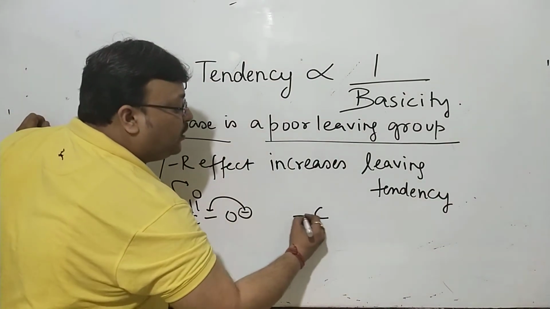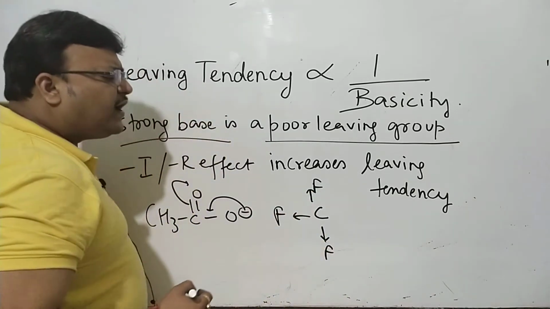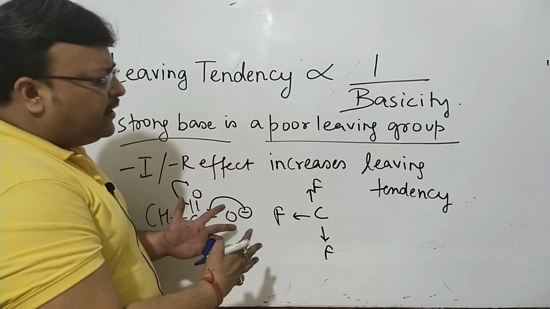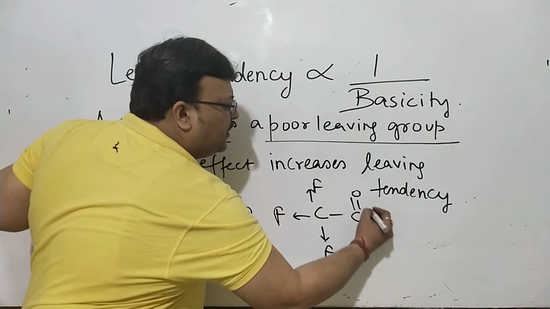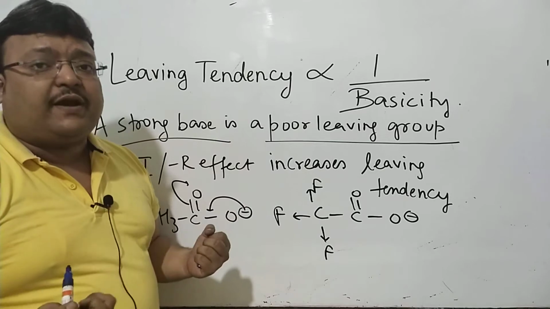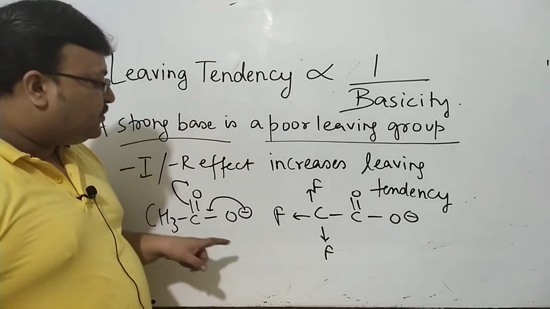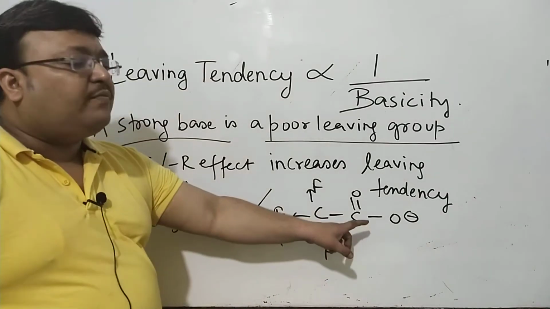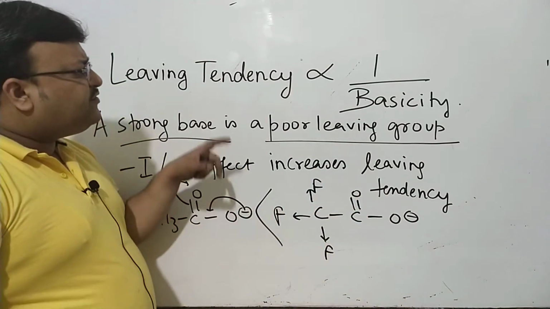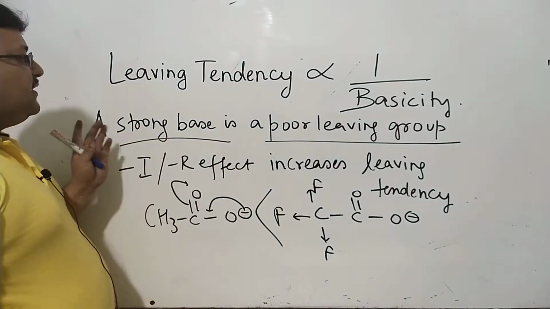But if you add 3 fluorine atoms, now naturally, a lot of organic chemistry is learned fundamentally. If you think logically, a leaving group has to come out with its pair of electrons. So any kind of minus I effect, pulling effect, any kind of withdrawing effect will help in coming out with that pair of electrons. So this is a good leaving group, but CF3COO minus is an even better leaving group. Minus I minus R effect increases leaving tendency. A stronger base is a poor leaving group. These are some facts which you'll want to recall.